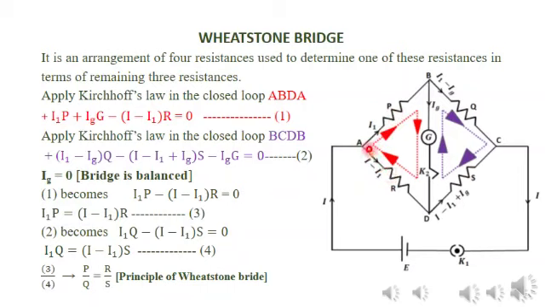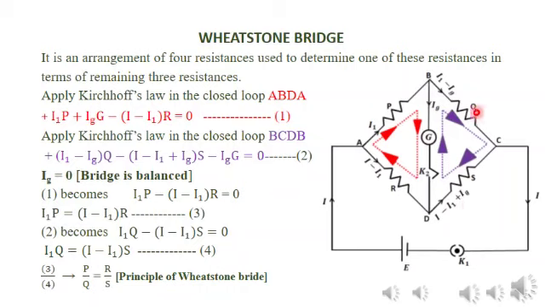The current I1 reaches B and is again split into Ig, which flows through the galvanometer having resistance G, and the remaining current, that is I1 minus Ig, which flows through resistor Q. The current coming from resistor R, that is I minus I1, and the current coming from the galvanometer, that is Ig, combine at D and flow through resistor S as I minus I1 plus Ig.